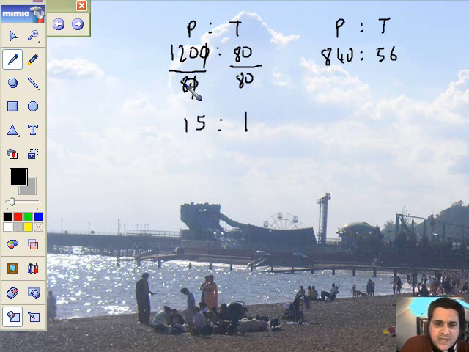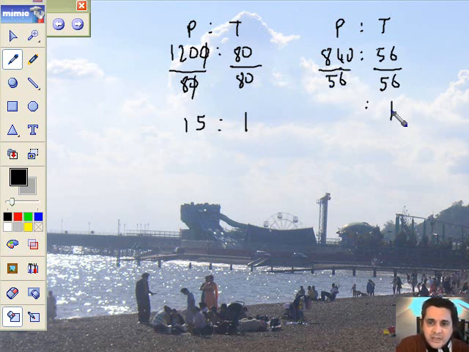8 times 10 is 80, 8 times 5 is 40, that gives us 120. So every one teacher looks after 15 pupils on average. That's the pupil-teacher ratio. So I suppose if I divide this by 56 and this by 56, which is no fun whatsoever, I'm going to get, obviously, 50 over 56 is 1.